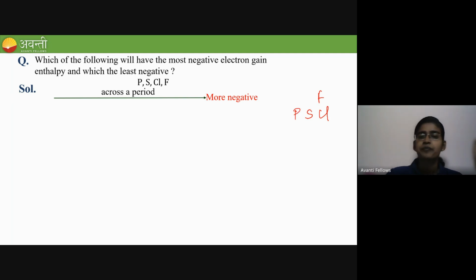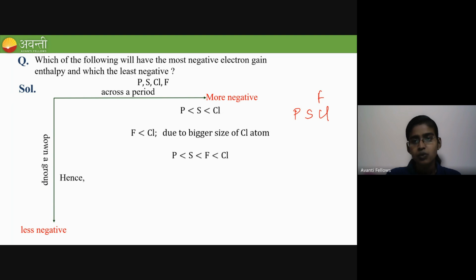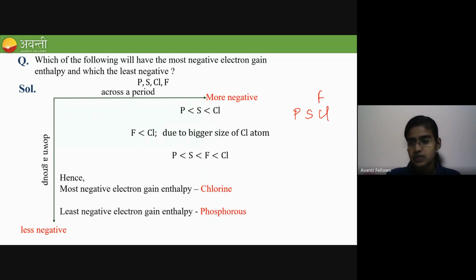Now, across the period, electron gain enthalpy becomes more negative, and on moving down the group, it becomes less negative. So chlorine will have the highest value. The exception I have already told you. So this is the order. Hence, the most negative electron gain enthalpy value is for chlorine, and the least negative is for phosphorus. So this is about the electron gain enthalpy.